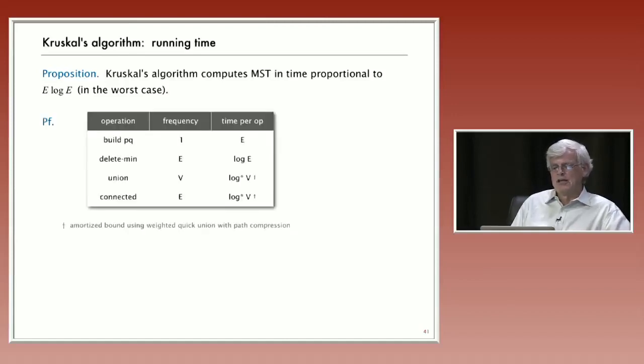So this table is just a proof that summarizes the costs. We're going to first build the priority queue, and we can do that in linear time using bottom-up construction method. Every edge comes off the priority queue, so there's E of them, and it takes log E per operation. And then union operations, every vertex is involved in one, and connected operations, every edge is involved in one. So the total time is dominated by the E log E for the priority queue operations.